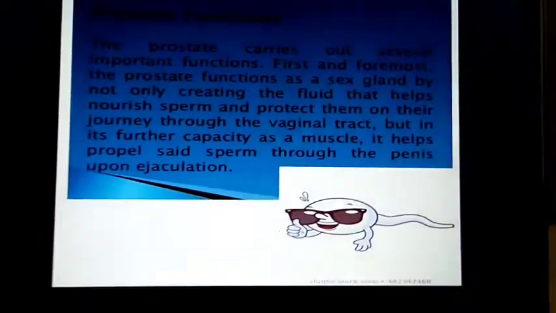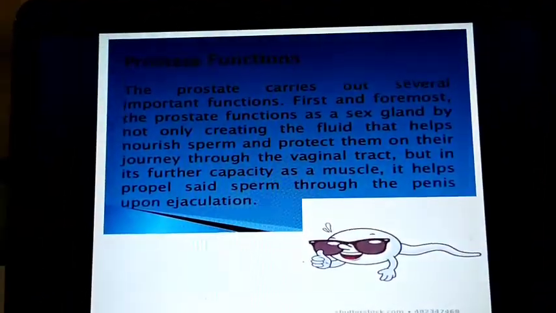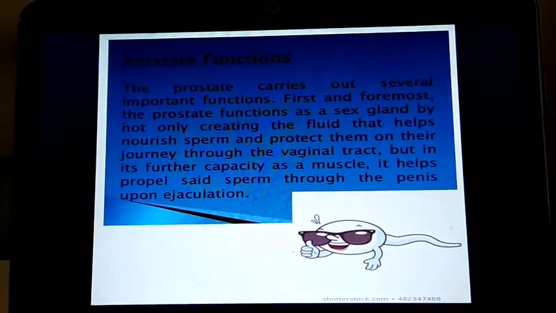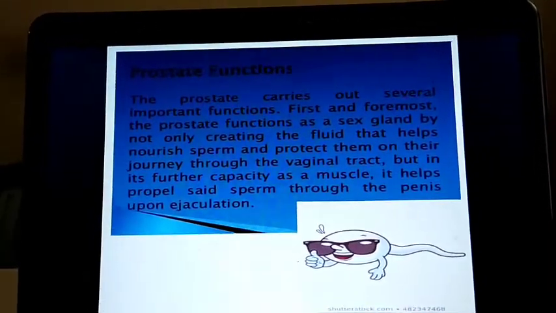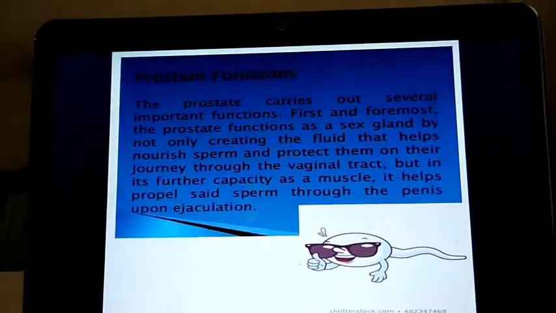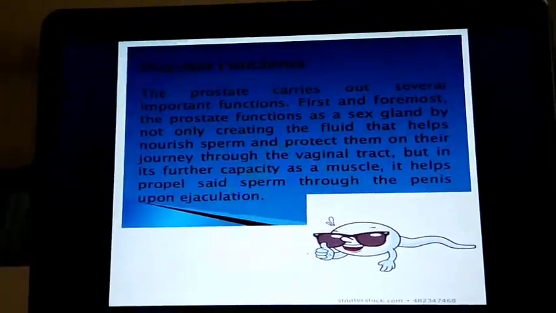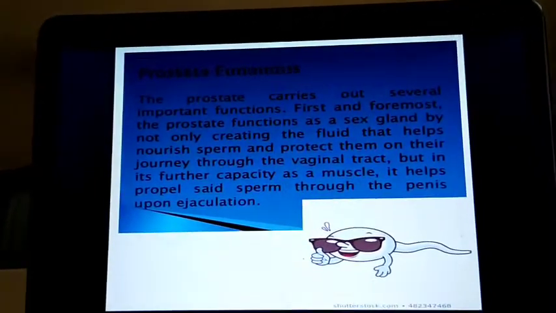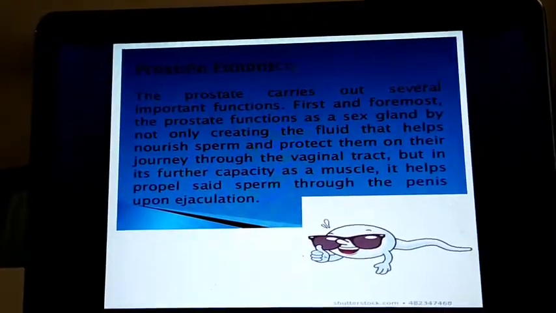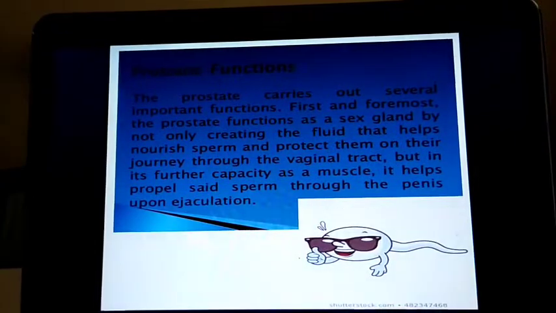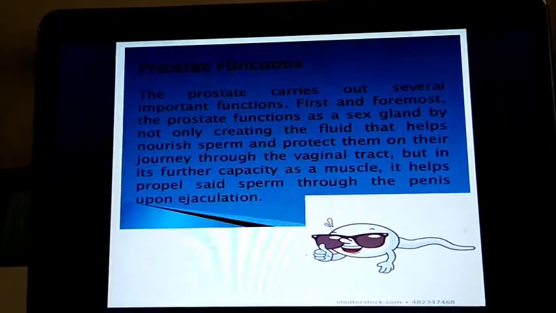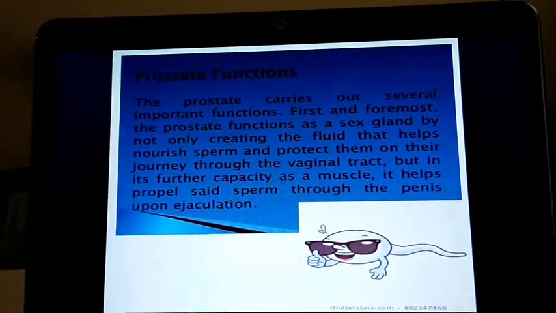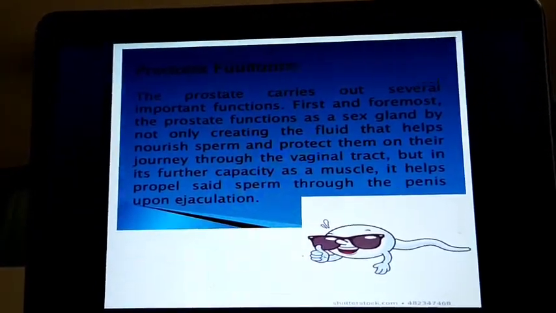Prostate function. First of all, you should know what its function is. I already told you it helps in forming the semen fluid, or prostatic fluid. It forms the semen fluid and gives the color of the semen, and it prolongs the lifespan of a sperm through its alkaline nature. That alkalinity helps neutralize the vaginal acidity, and that prolongs the lifespan of a sperm.